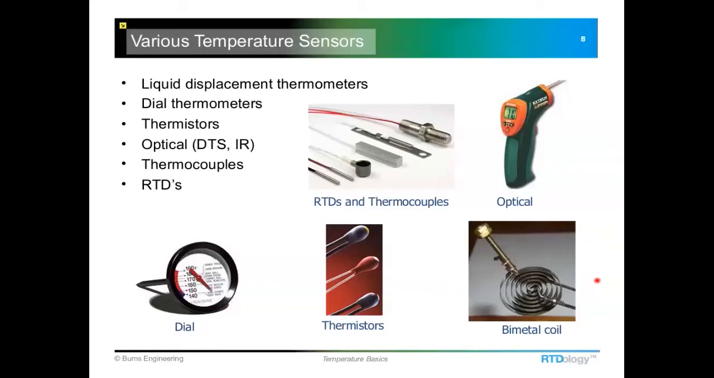Then there's optical sensors, infrared, laser, and then that'd be the DTS or distributed temperature sensor. And then the ones that are used mostly in industry would be thermocouples and RTDs. And RTD is a resistance temperature detector, and we'll cover both of those in more detail here.